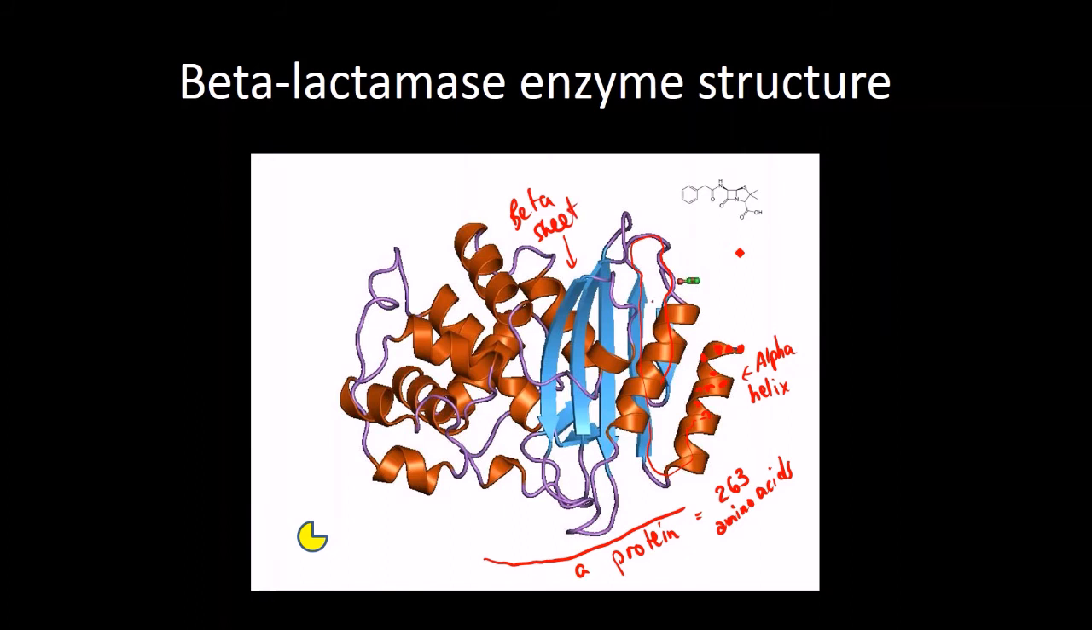This entire structure, 263 amino acids, is designed to chomp this tiny molecule here. This is penicillin, and this big structure is designed to chomp that penicillin molecule, rendering it useless. So maybe you can understand this nature of representing the protein, the enzyme, as a Pac-Man, and its target as a little molecule here which can be destroyed.